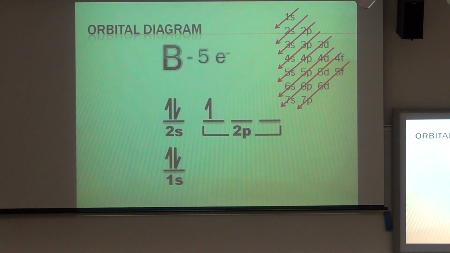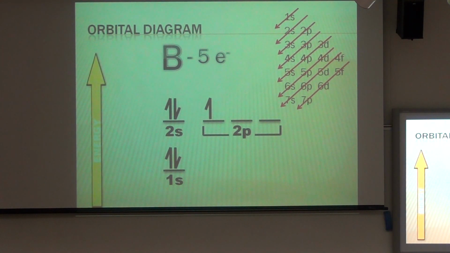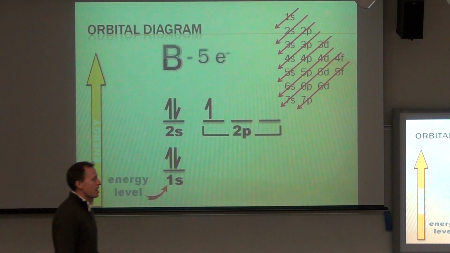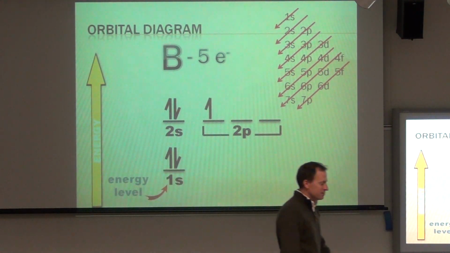Now, what the heck am I even looking at? I don't get it. Well, let's talk about the anatomy of this, because it's the same for every single orbital diagram. You don't have to write the word energy. Just know as I go up, as I go to each number, each one gains more energy. Every number is an energy level.